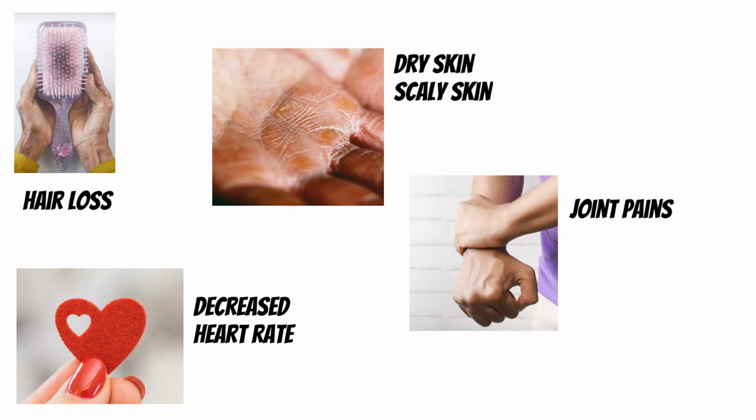You can get joint pains, arthralgias, in other words, and a decreased heart rate, known as bradycardia. Normal heart rate is between 60 and 100. Anything below 60, we call that slow, or bradycardic, or decreased heart rate. So these are some of the physical signs that can be going on.